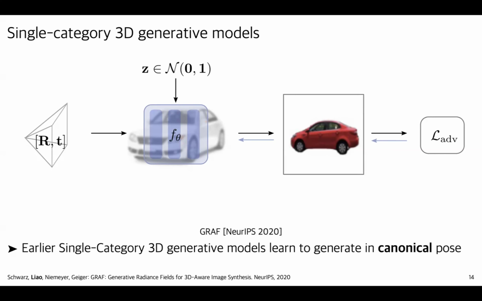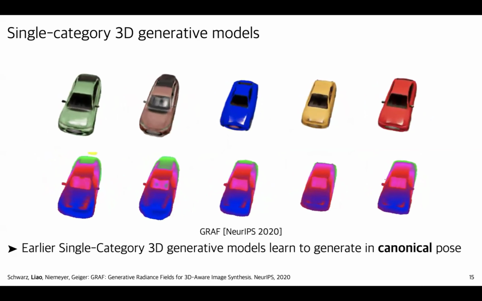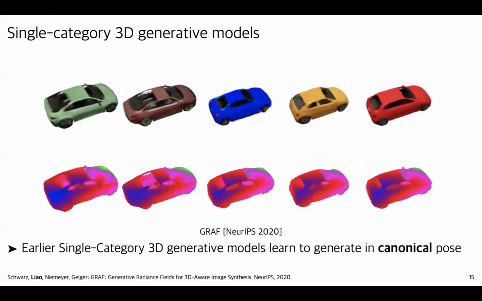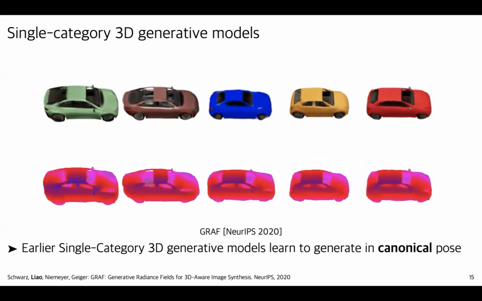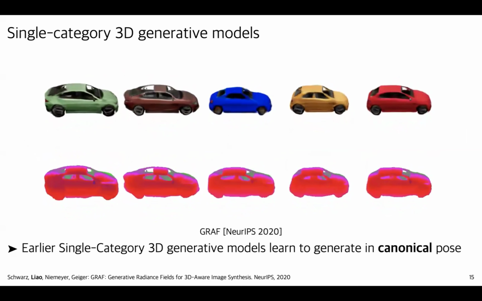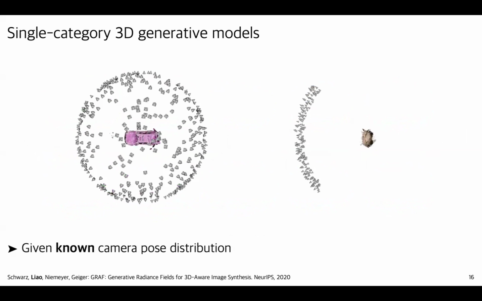And what was actually quite surprising back then is that despite there being no regularization on how the object should be generated, they're actually posed in the canonical space. So here are the early results that we obtained from GRAF. Why is this the case? We were actually a bit surprised, because if you look at the camera pose distribution for this car example, it's actually a symmetric problem, right? The camera poses are sampled from a hypersphere where the car can be placed in any orientation, and you can still get the correct object.